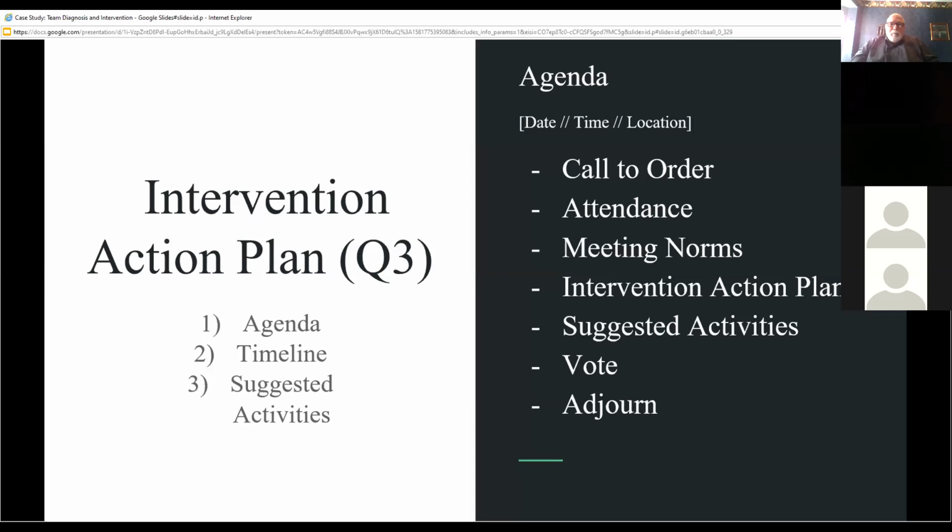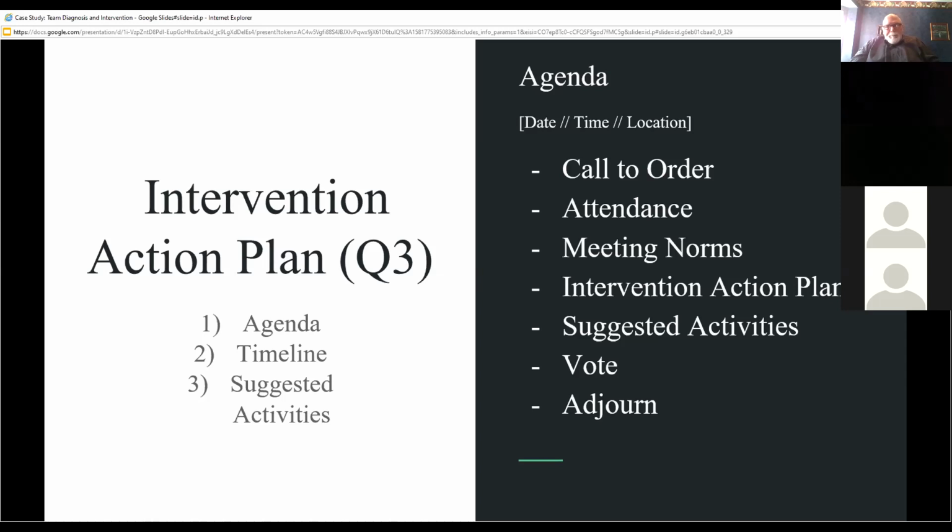Okay. All right, so looking at our intervention plan, we did decide that we were going to have an agenda, which would have our date, our time, our location on it. We would also have a call to order. We would be sure to take attendance, and review our meeting norms, going through our protocol. We would have our intervention action plan.